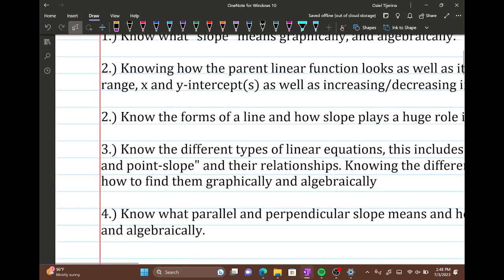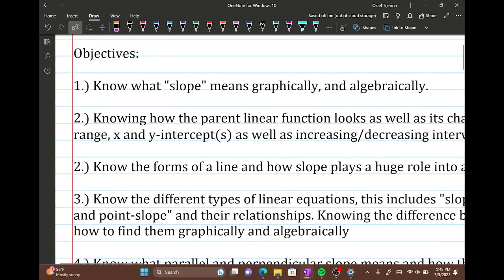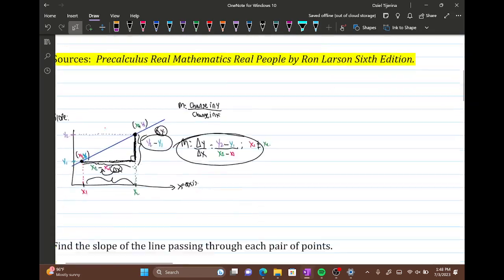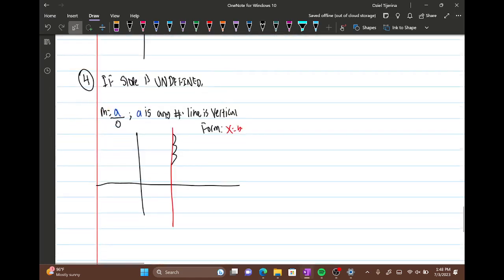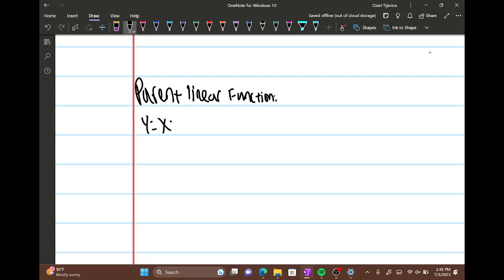So basically, we already went over what slope is and how to find it algebraically and graphically. Now the other idea that I want to go over is the parent linear function. The parent linear function is always going to be y equals x. When it's of that form, we want to make sure we understand that that is the parent function.